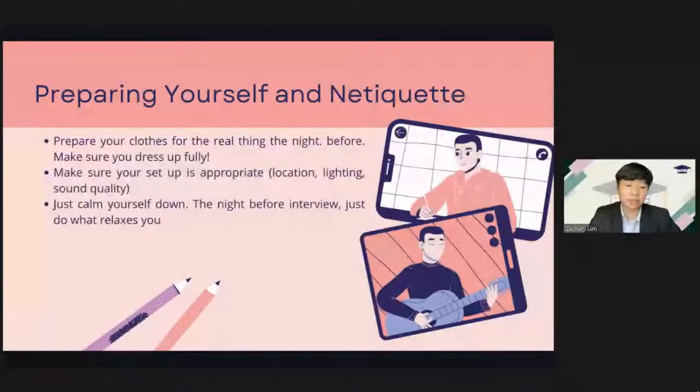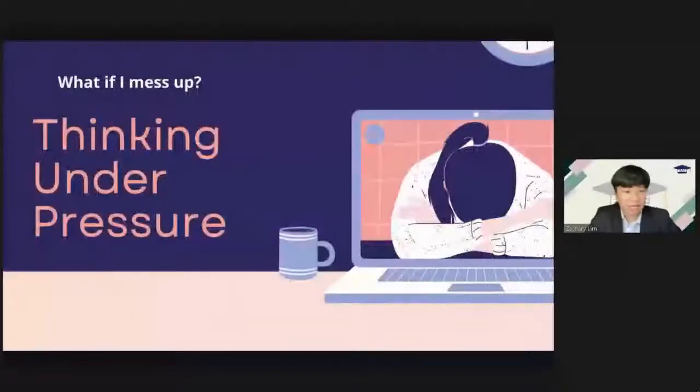And yeah, that is basically the last thing that you want to do before your interview. The next morning when you have your interview, just kill it. Okay, so coming to, I think, the last section: what if I mess up, and how do you think under pressure?